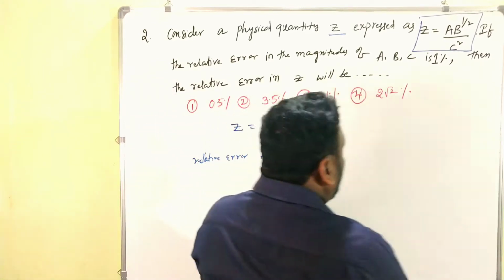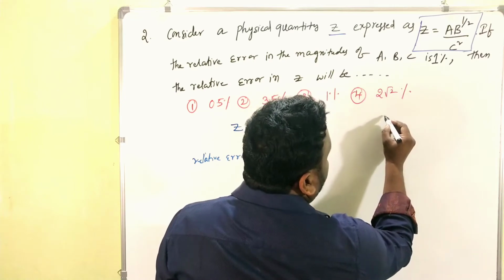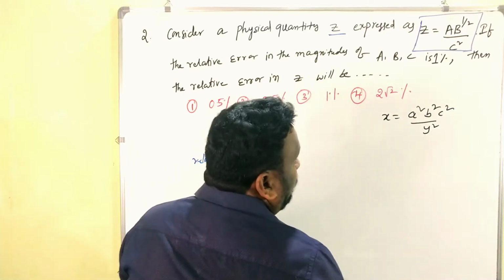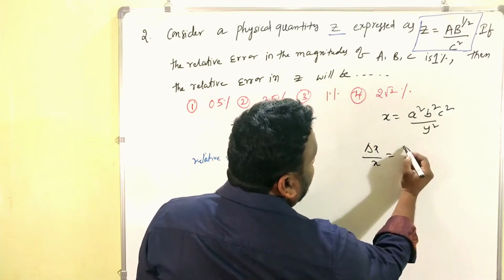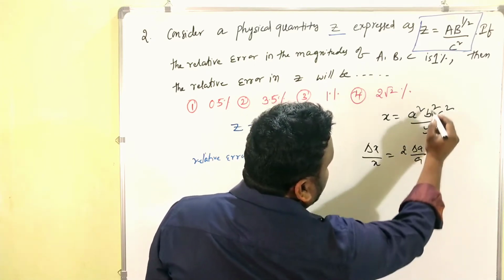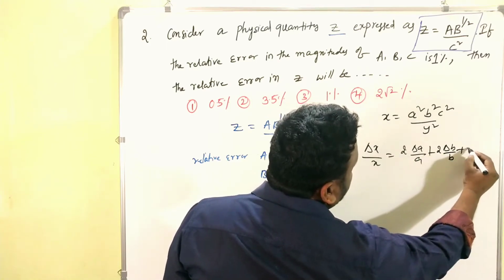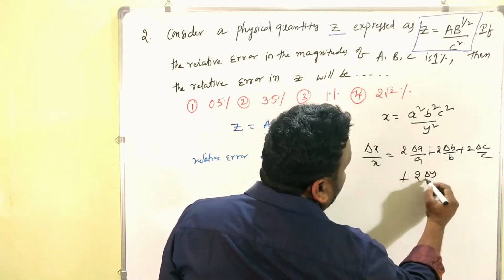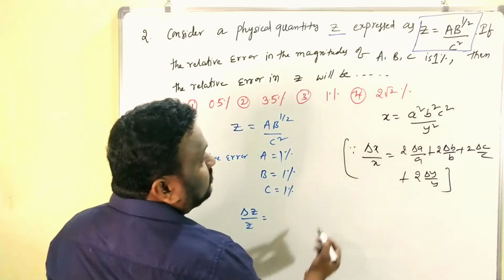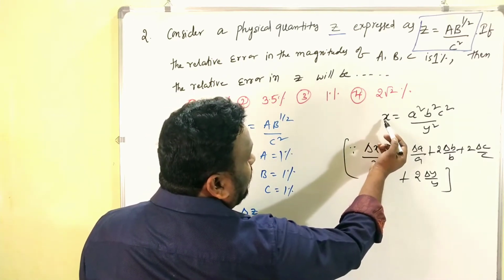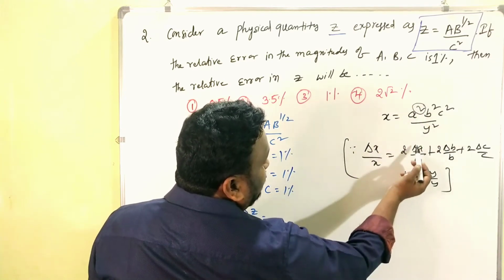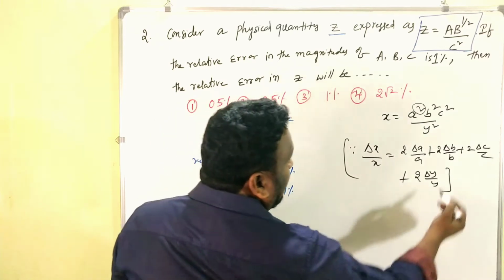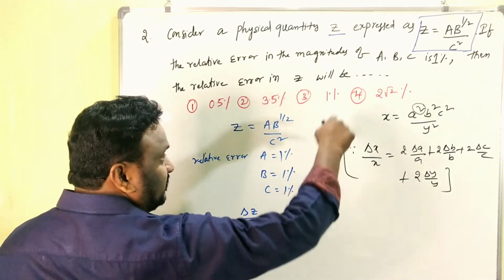Already we have one formula, that is the combination of errors. For example, here x is equal to a square b square and c square by y square. Then the formula is: delta x by x is equal to 2 into the relative error of a, plus the power into delta b by b, the relative error of b, and again 2 into delta c by c, and y square, even though it is in the denominator, we write 2 into delta y by y. So in the combination of errors, for division also we write plus only, even though it is minus. That's why we have to use this formula here.